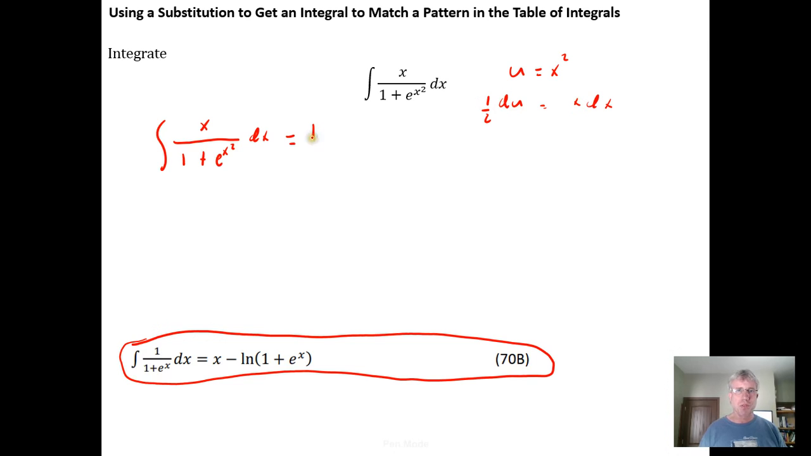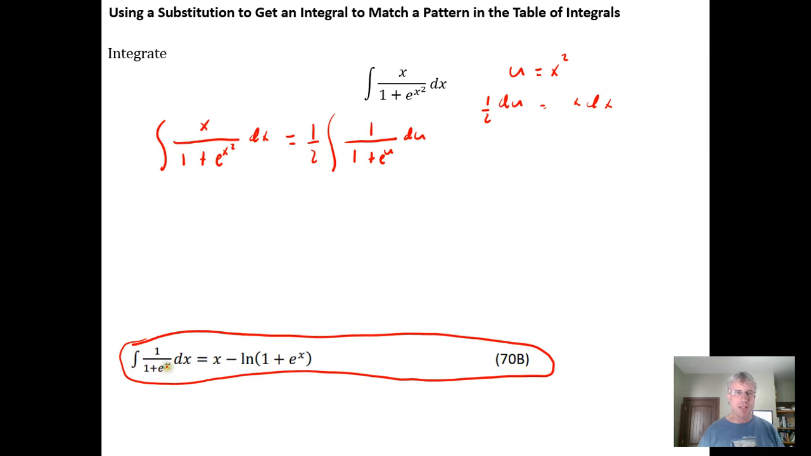So if we go ahead and do that, we pull the 1/2, which is a constant, out in front of the integral, and we're going to be left with the integral of 1 over 1 plus e to the u du. And this matches exactly the pattern that we see here.